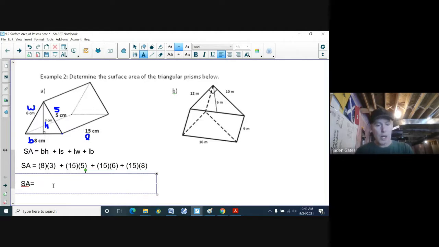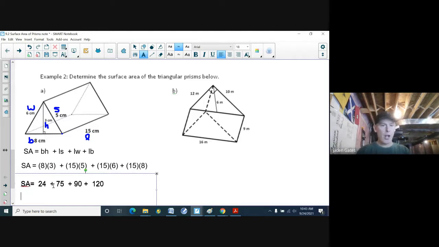All right, so 8 times 3, I know it's 24. 15 times 5, I don't know that one. I'll throw that in my calculator here. So 15 times 5 is 75. I definitely don't know my 15 times table here, so I'm going to have to do 15 times 6, and I get 90. And then lastly, 15 times 8, which is 120.